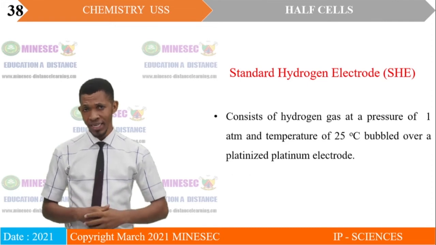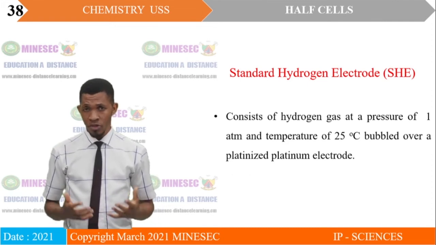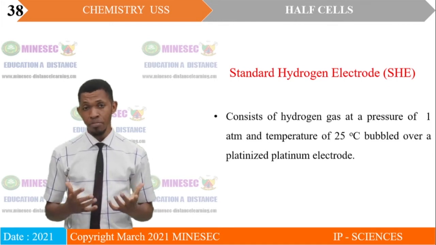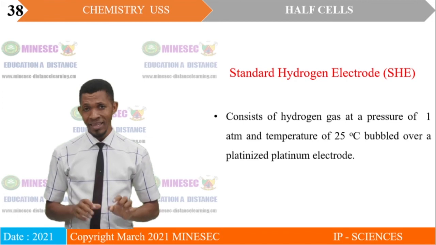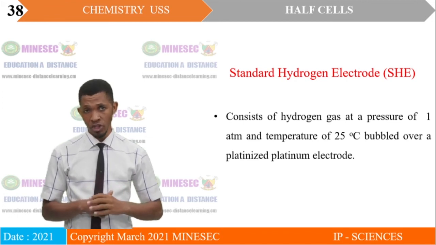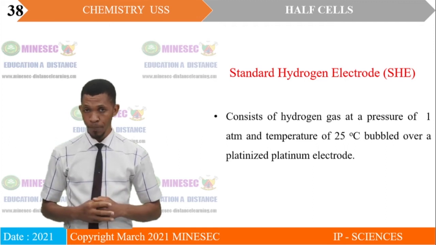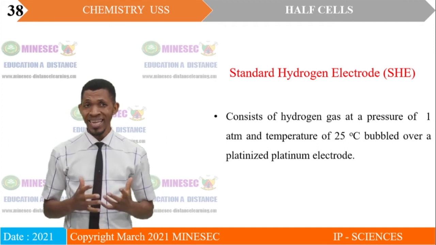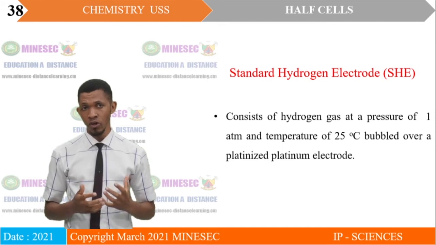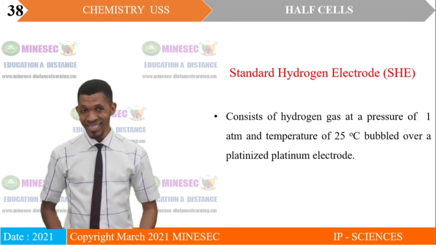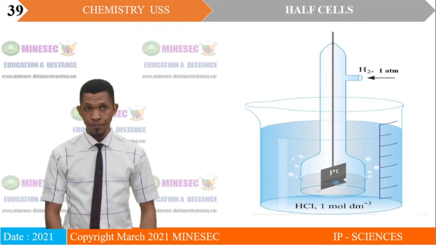Standard hydrogen electrode. The standard hydrogen electrode consists of hydrogen gas at a pressure of 1 atmosphere and a temperature of 25 degrees Celsius bubbled over a platinized platinum electrode. I repeat, the standard hydrogen electrode consists of hydrogen gas at a pressure of 1 atmosphere and a temperature of 25 degrees Celsius bubbled over a platinized platinum electrode.